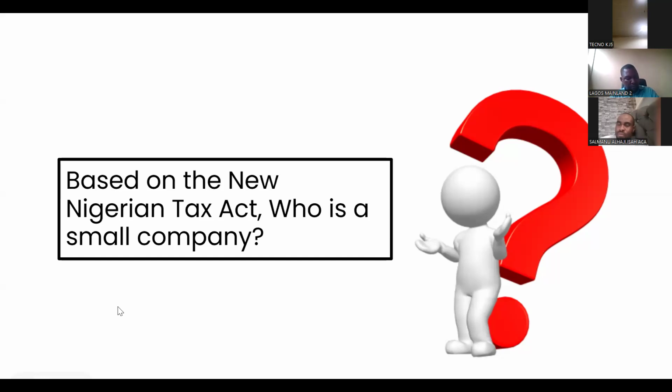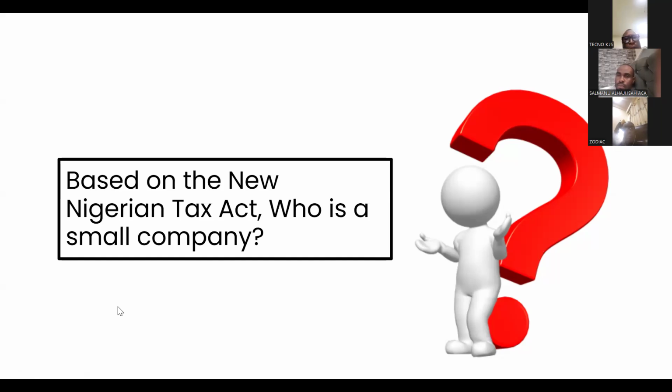Okay, I said two things. The first one is what I asked here. Based on the new Nigerian tax, who is a small company, which most of us said 50 million and below, asset base 250 million and below. Then I asked again, based on the new Nigerian Tax Administration Act, who is a small business, not company again, business. So that's where we are now. So let me get your answers.